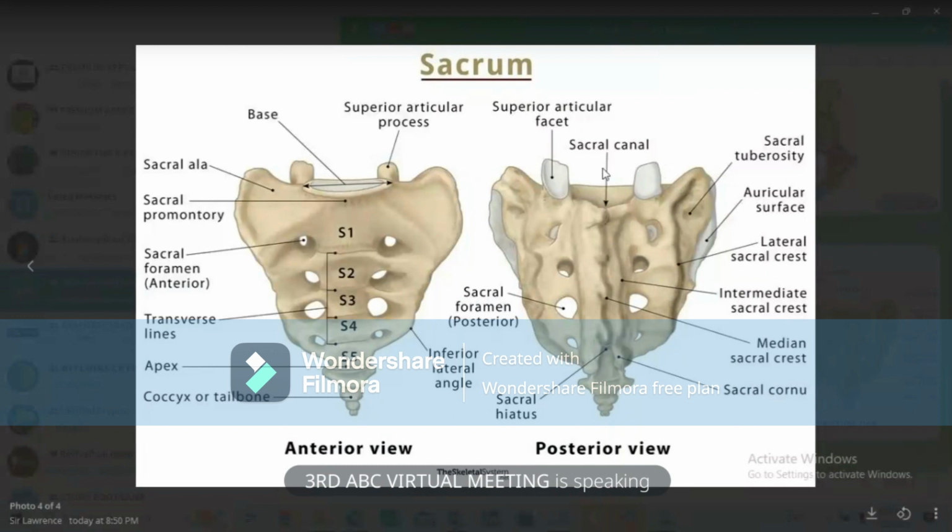Alright, so these are very important. Then this sacral canal here, usually where the nerves that emit from the inferior end, the conus medullaris of the spinal cord, pass through this area. Alright, so that's the importance of this sacral canal. It houses the nerves there. So I think that's it for these bones here.